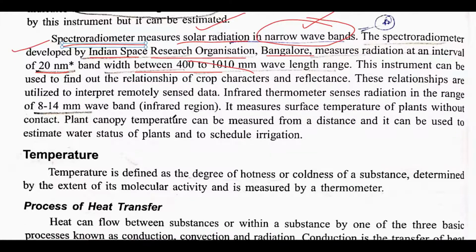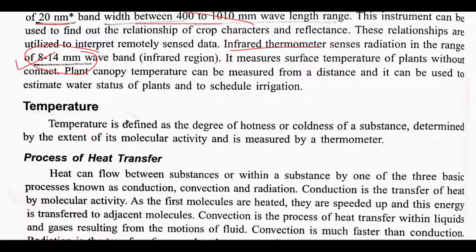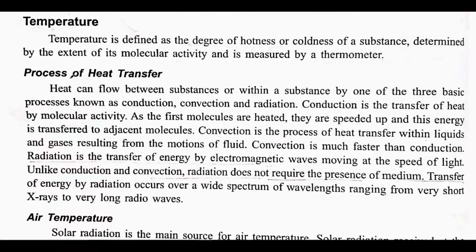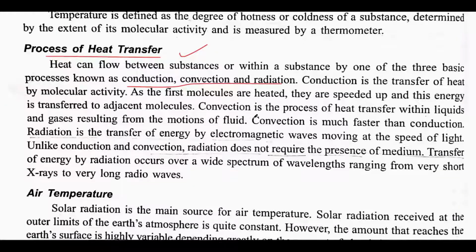The important thing is that the infrared thermometer senses radiation in the range of 18 to 14 micrometer wave band. This is important, the range that is 18 to 14. The other important part is the process of heat transfer. There are basically three processes of heat transfer, that is conduction, convection and radiation. Everyone knows about this, but what is conduction, what is convection and what is radiation.